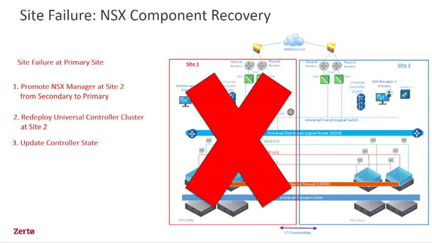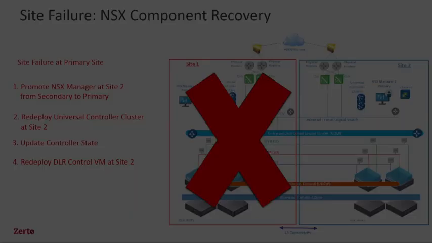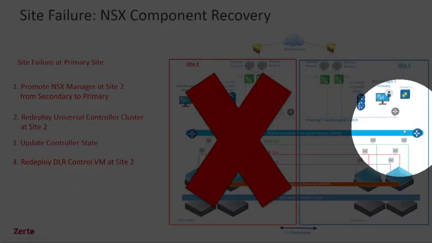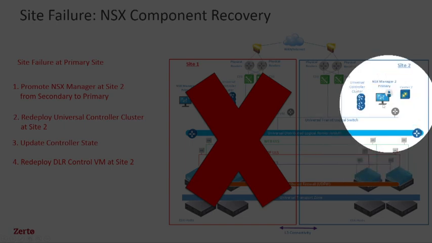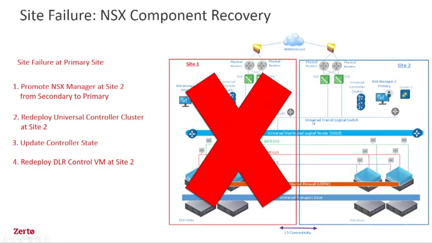IP addresses have changed and so on, right? And redeploy the control VM at site 2, right? This is the control plane for the UDLR. Now, if you're using that other model I showed you, local egress, where you already have a control VM at both sites, obviously you can skip this last step. But this is what would be required from the NSX component recovery.